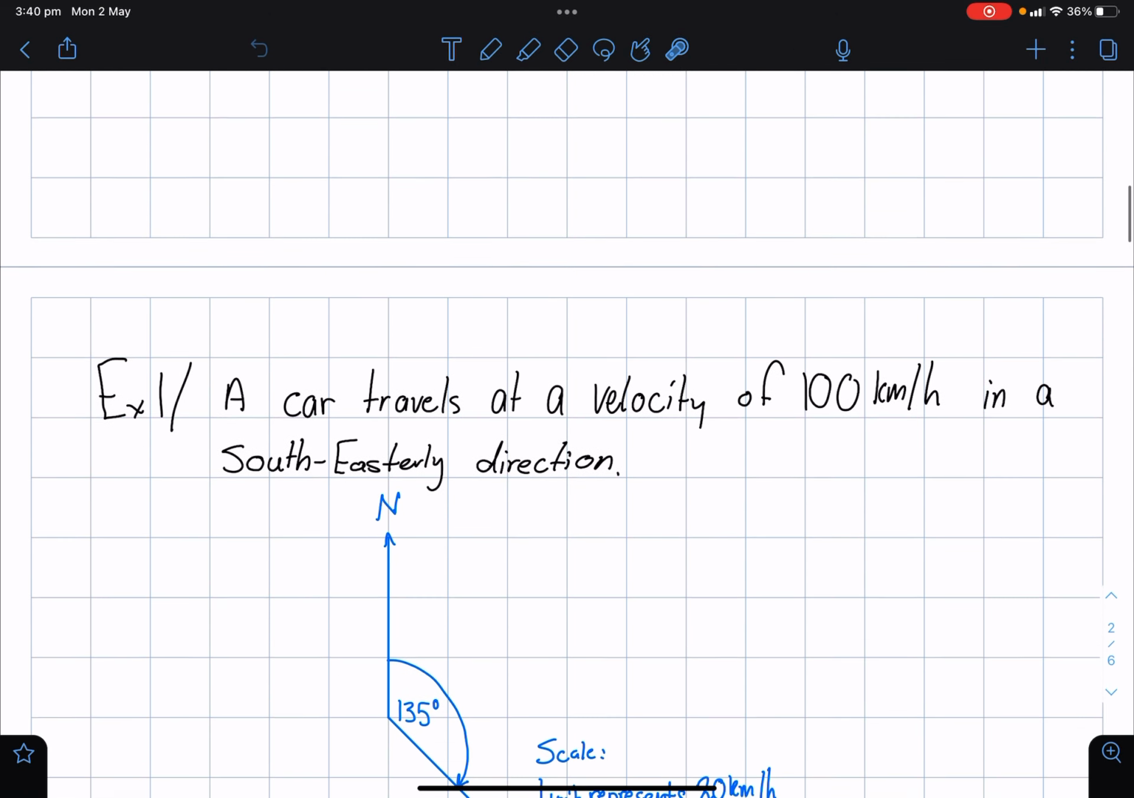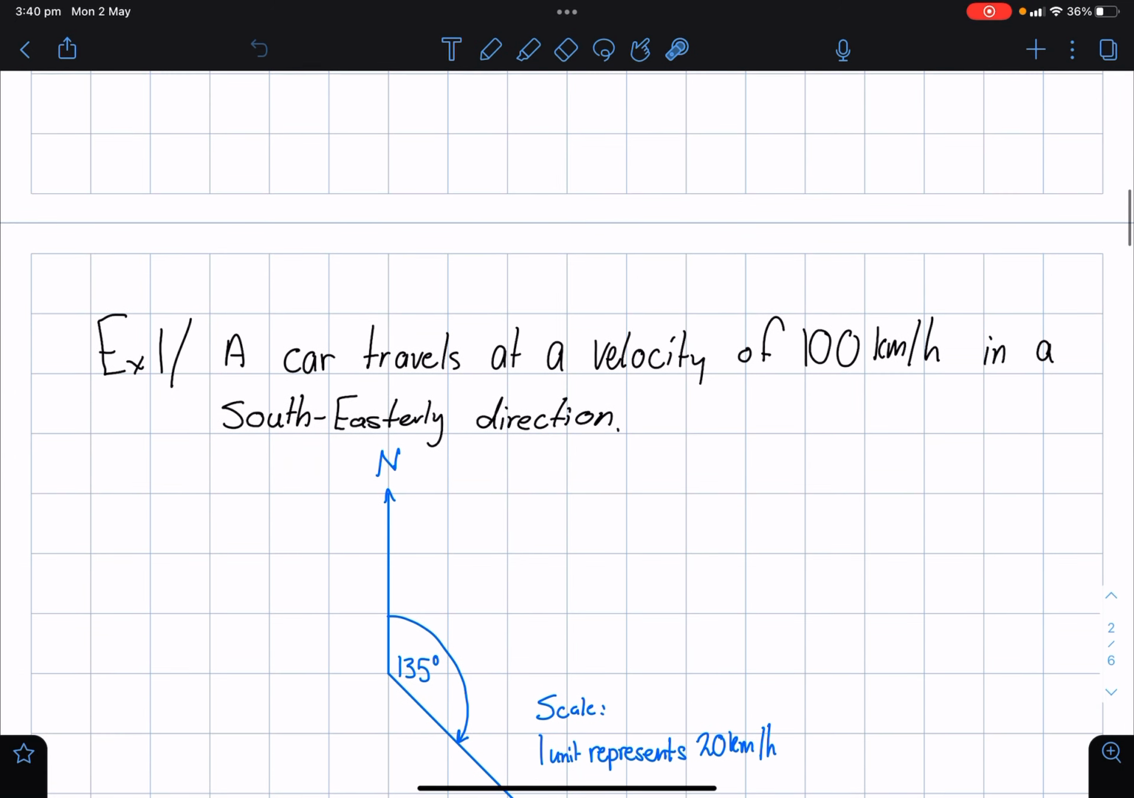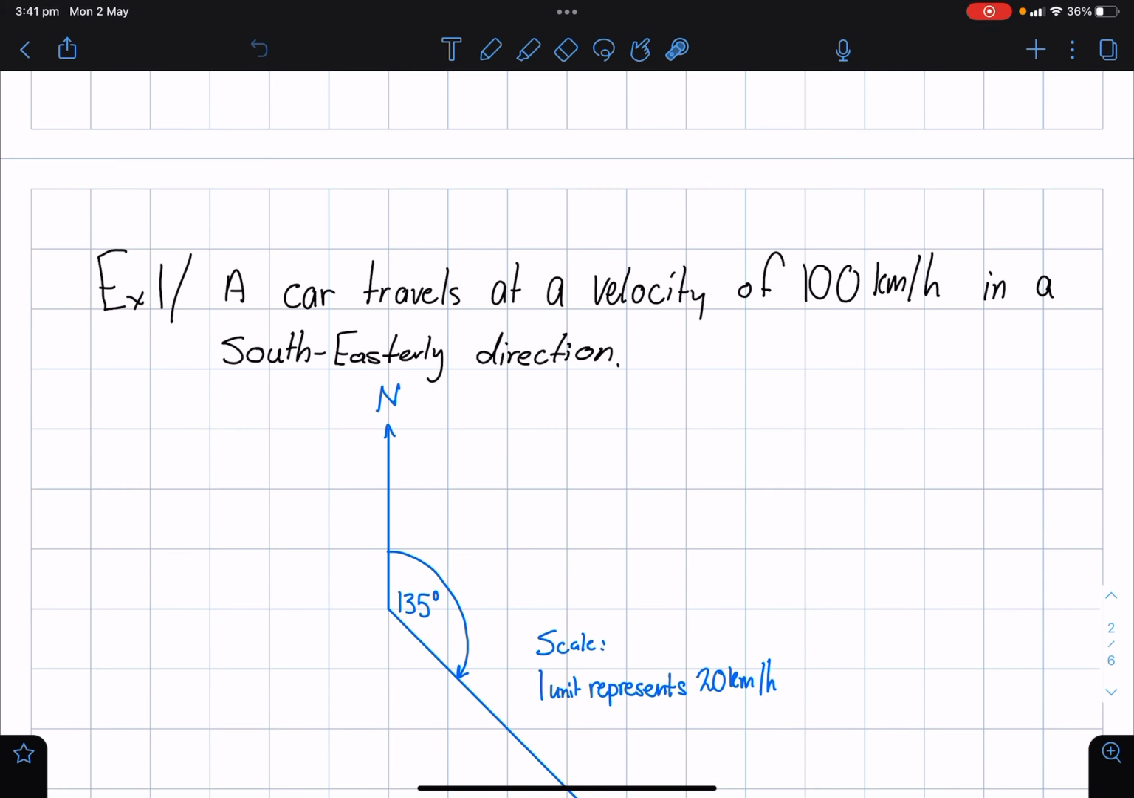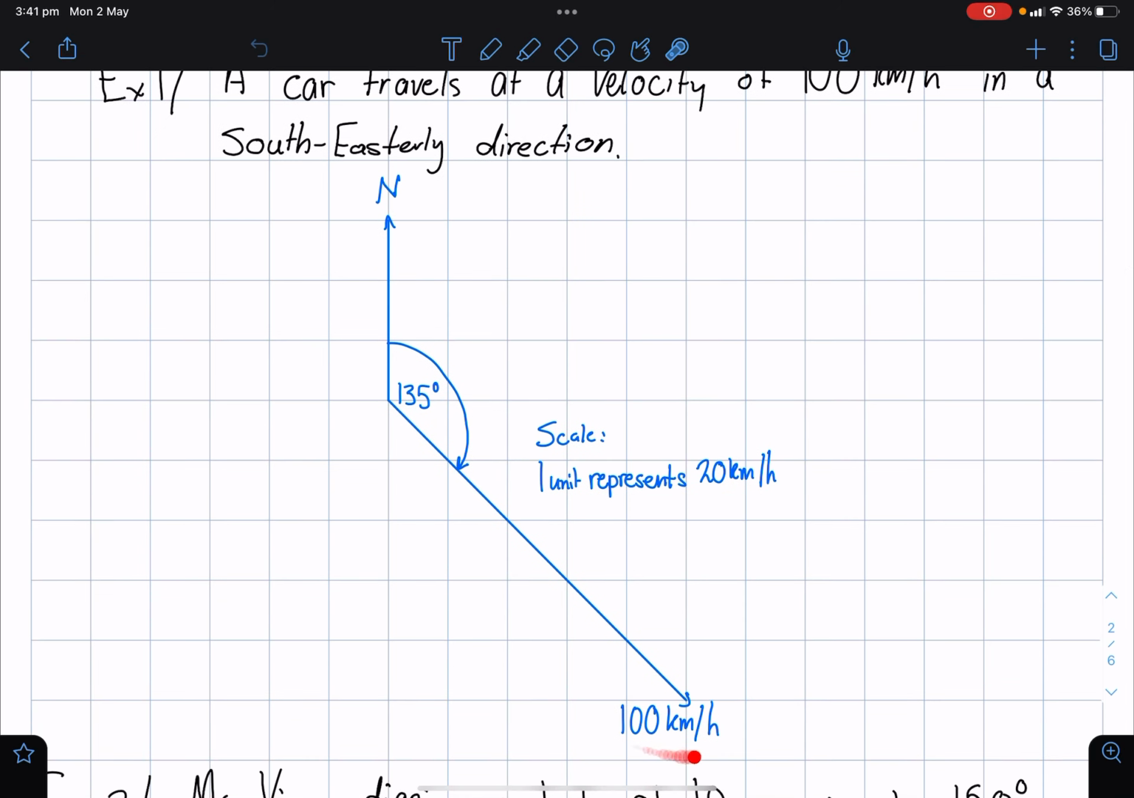So for an example, a car travels at a velocity of 100 kilometers per hour in a southeasterly direction, okay? So we put in our reference coordinate north, okay? We always put in our reference north, and then because we're heading southeasterly, that is down to the right 45 degrees, or if we're looking here, 90 degrees plus our 45 there, so 135 degrees, and we've got a nice long line here because my scale, 1 unit represents 20 kilometers per hour, okay?